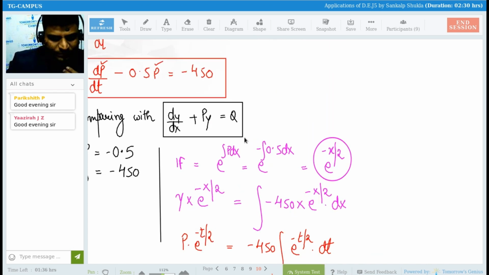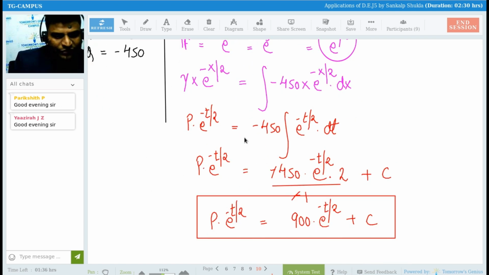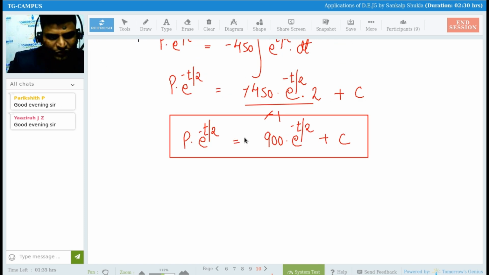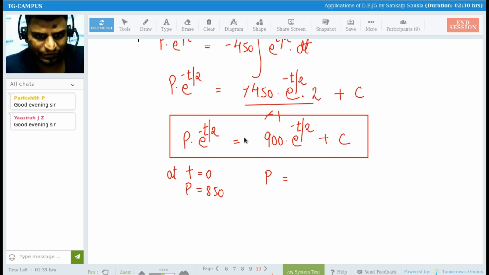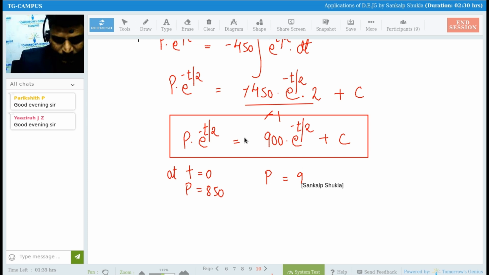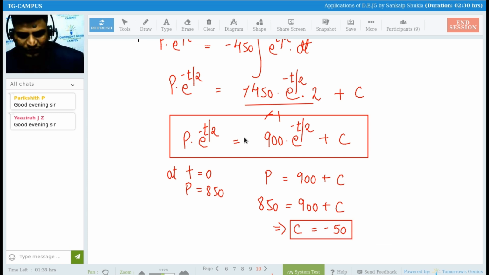Now what was the particular solution in this case? If p of 0 is 850, that means at t is equal to 0, p is 850. So put the values. So this will be p only, because e raised to minus t by 2 will be e raised to 0, that is 1, and 900 plus c. And p is 850, so 850 is equal to 900 plus c. So the value of c is minus 50.